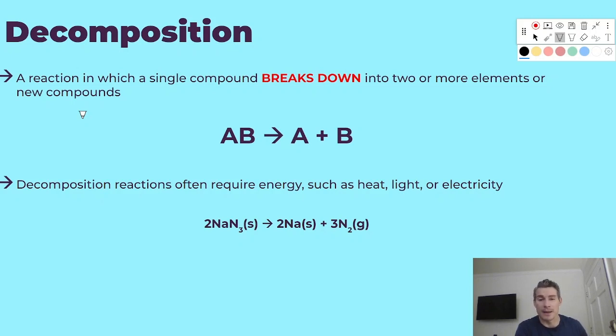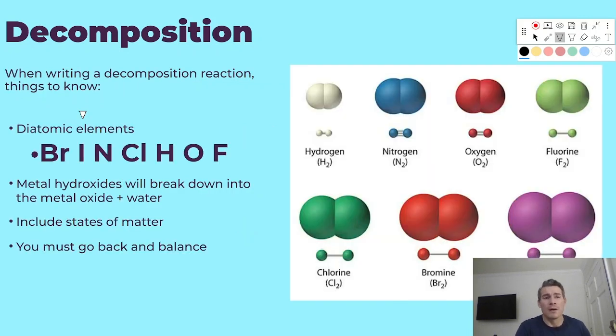Notice we kept the physical states. That's good. When writing decomposition reactions, there are things we absolutely have to keep in our mind's eye. Now, the diatomic elements: bromine, iodine, nitrogen, chlorine, hydrogen, oxygen, and fluorine. Those are super important to remember as diatomic elements.